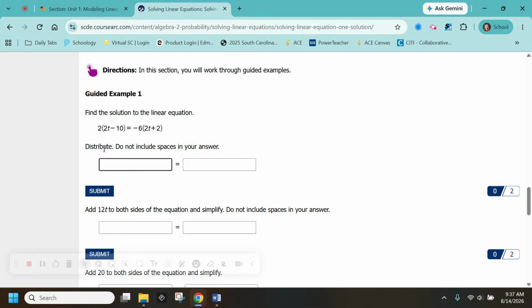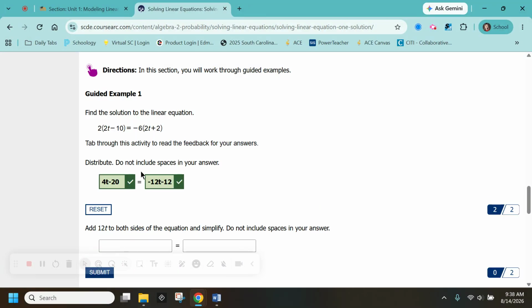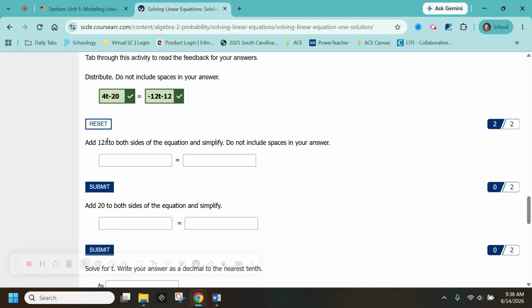First we are going to just distribute. 2 times 2t gives me 4t. 2 times negative 10 is negative 20. Then on the other side of the equal sign, we're going to type in this box here. Negative 6 times 2t is negative 12t, and negative 6 times that positive 2 is negative 12. As you're going, feel free to check your work. Hit submit and it'll turn green if you are correct.